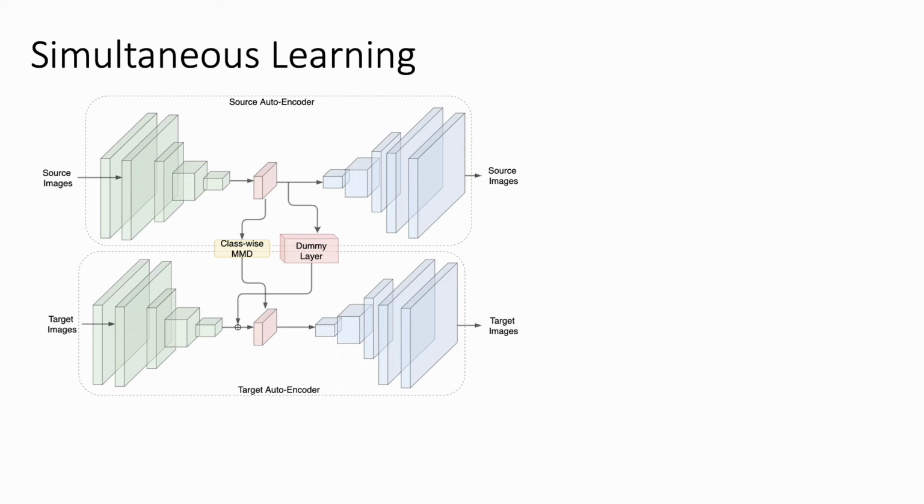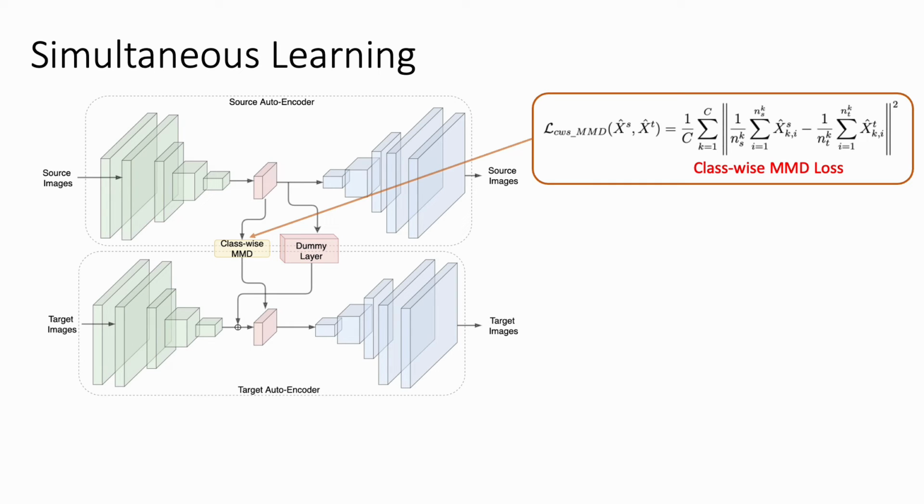And now we get to how simultaneous learning works. In simultaneous learning, we adapted a class-wise MMD loss. This is a modified version of the MMD loss, where we align two different domains in the bottleneck layer of the source and target autoencoder with the MMD function, but this MMD loss works on corresponding classes of the source and target domain.